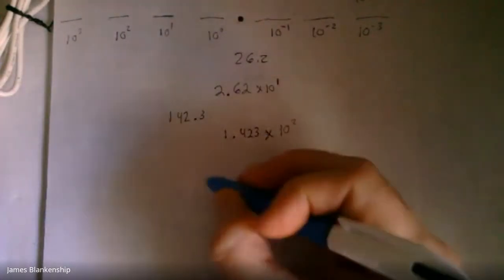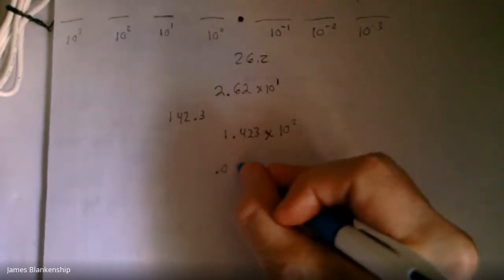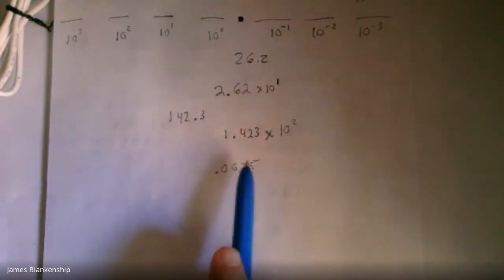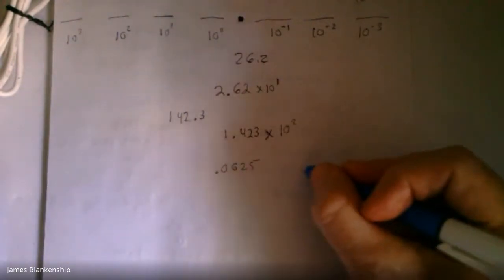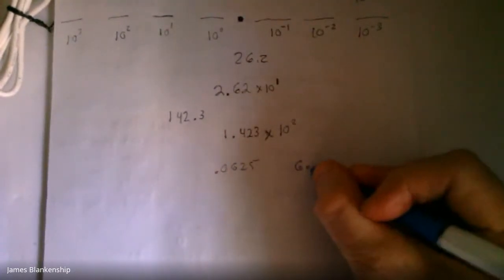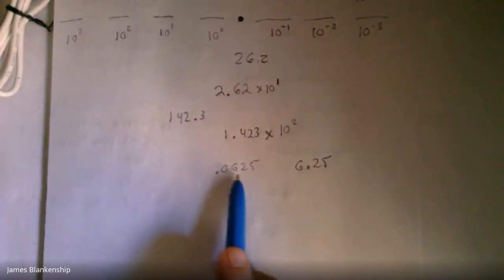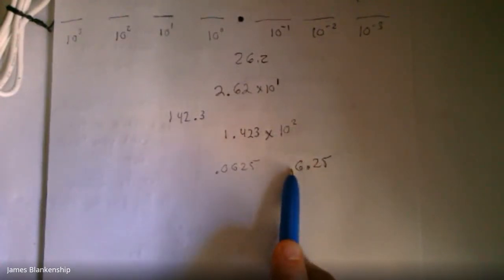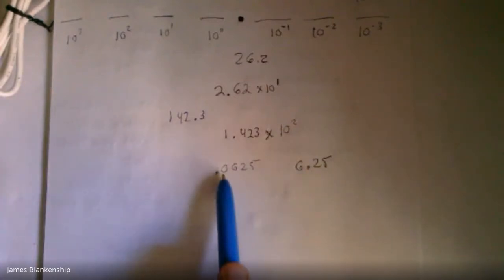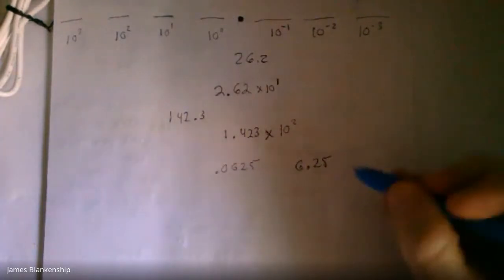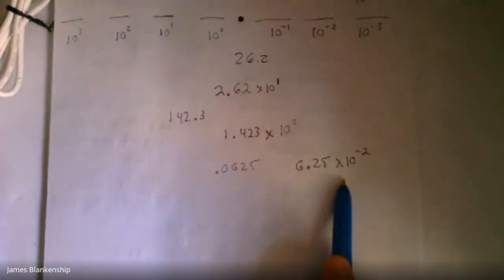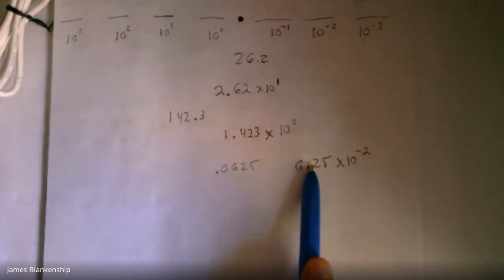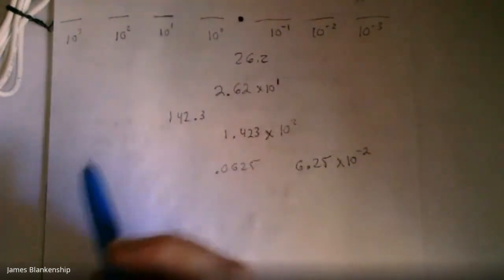Let's do one that is less than 0. So let's imagine that we're given 0.0625, and we want to write that in scientific notation. We are going to write that as 6.25, because in proper scientific notation, there's always one digit on the left of the decimal, the remainder are on the right. And because you are 1, 2 places away, that is going to be times 10 to the negative 2. So this is scientific notation, getting back and forth from standard form to scientific notation.